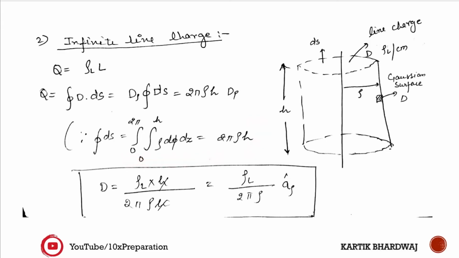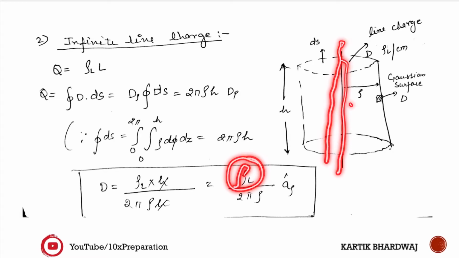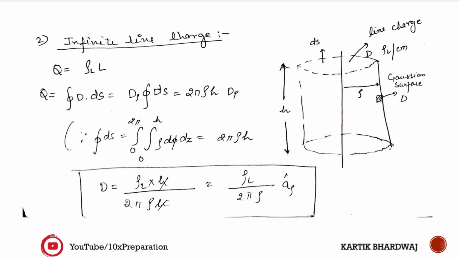So simply you will get D. Since Q is equal to rho L into L, and L is nothing but the height of the cylinder that I am considering, D equals rho L into h divided by 2 pi rho h. The h cancels out, and you get rho L upon 2 pi rho. Here rho L is the linear charge density over the wire, and rho is the distance from the wire to the Gaussian surface. So D is rho L by 2 pi rho, and the direction of the flux is in the direction of rho, going outward. This is the Gaussian surface. Hope you got it.